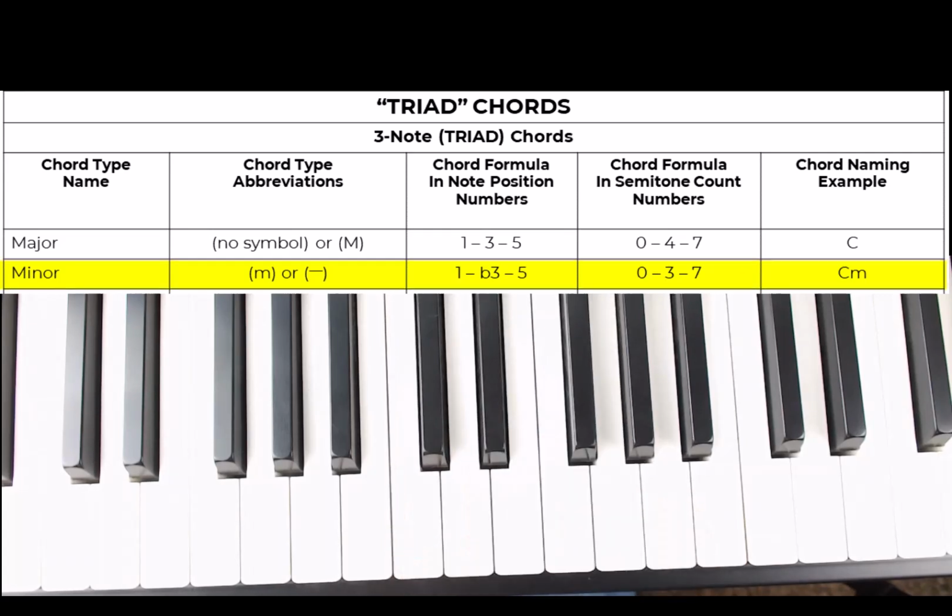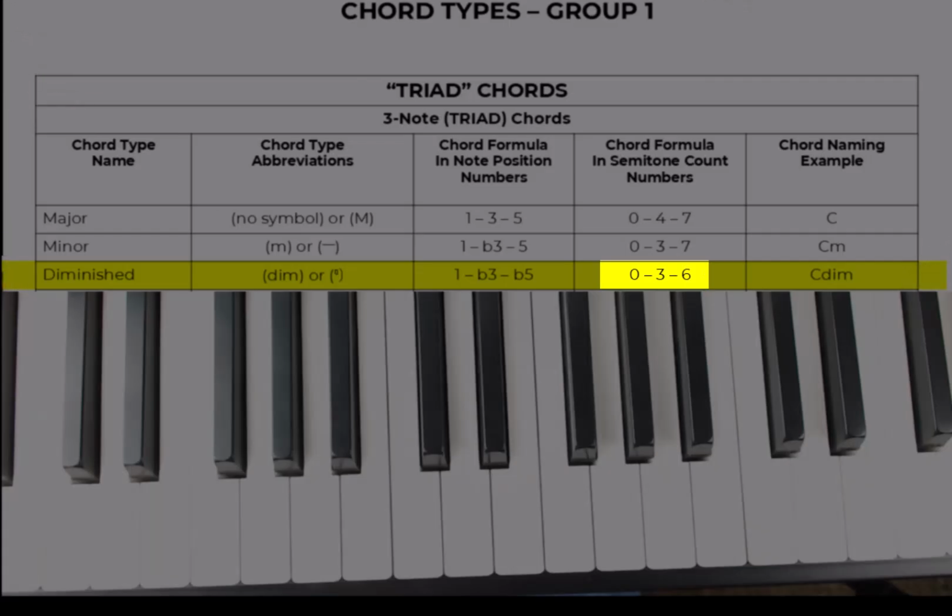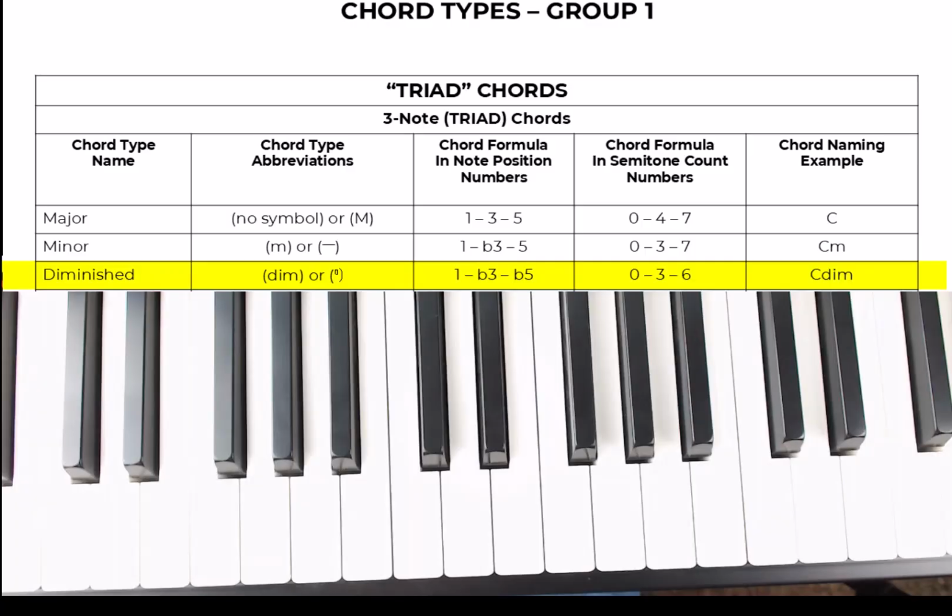Now let me show you a diminished triad chord type. Its chord formula is 0, 3, 6, and as suggested by its name, we're going to move two different notes down by one semitone from their original home base triad major chord intervals. That is, the number 4 semitone count is moved down to a 3 semitone interval, and the 7 semitone count is moved down to a 6 semitone interval, while leaving the 0 note as it is.